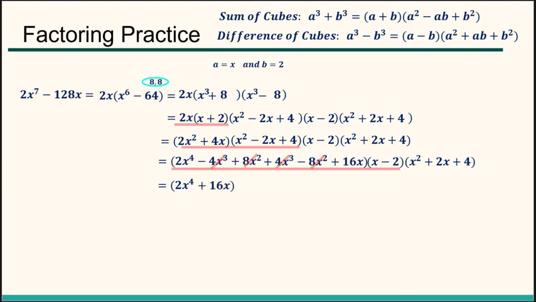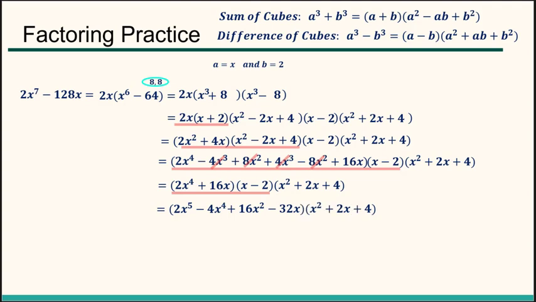This is hard enough. I don't want to introduce more work. So go ahead and simplify where you can. Then write the other stuff down. Now I'm going to multiply those two. So distributing that 2x to the 4th, I'm going to get 2x to the 5th minus 4x to the 4th. Distributing the 16x, I'll get plus 16x squared minus 32x. Write the other stuff down. Now, let's see if I have any like terms. I don't, so this is going to be long.